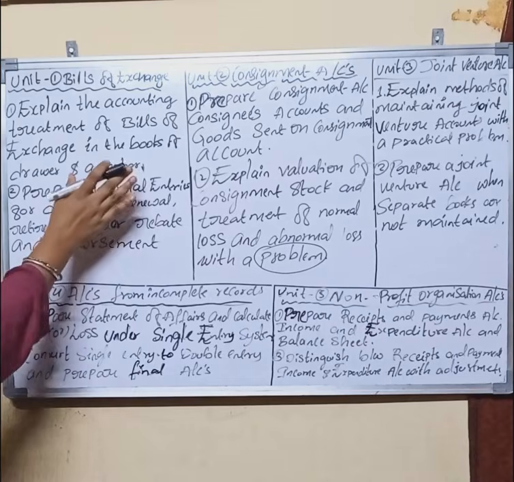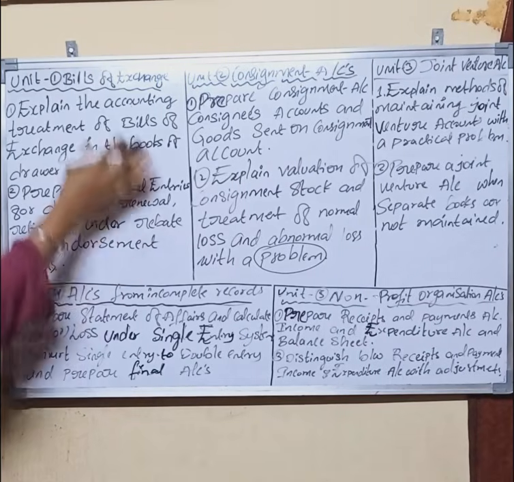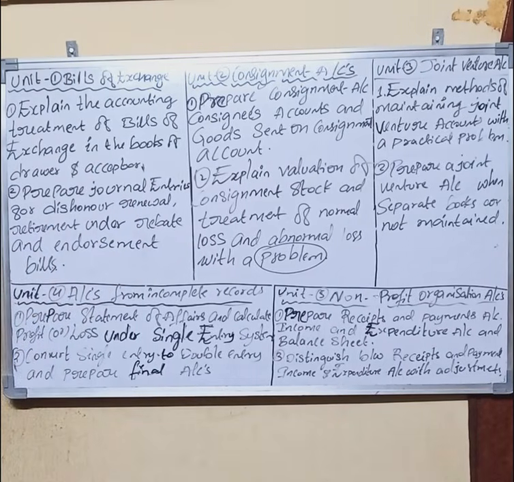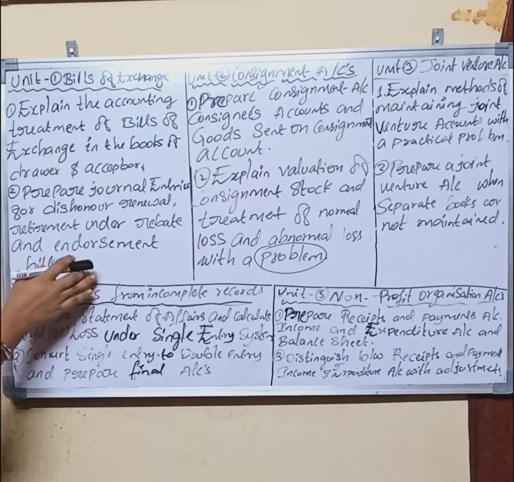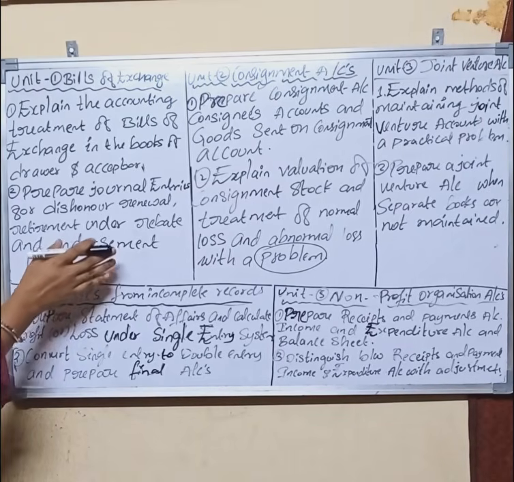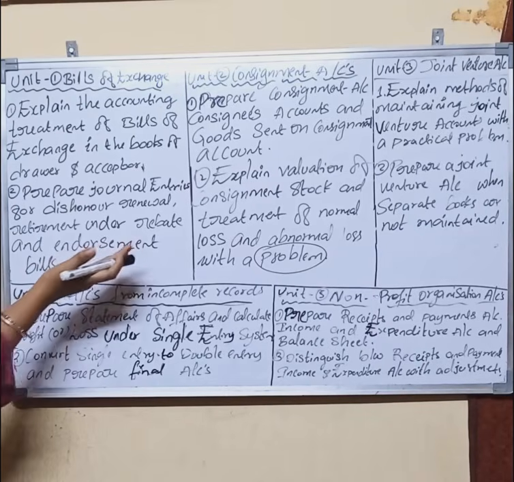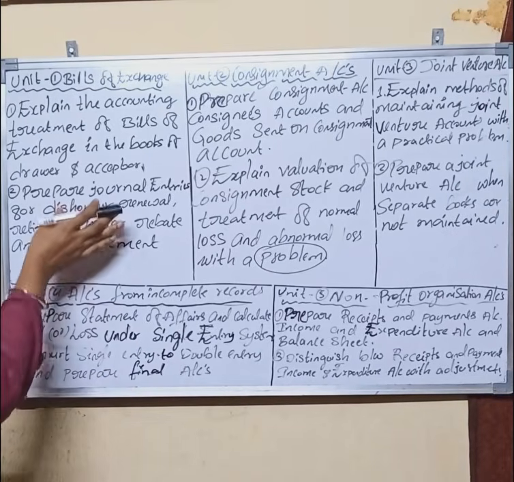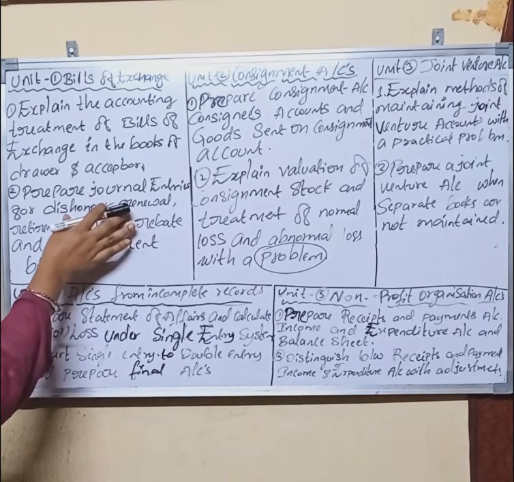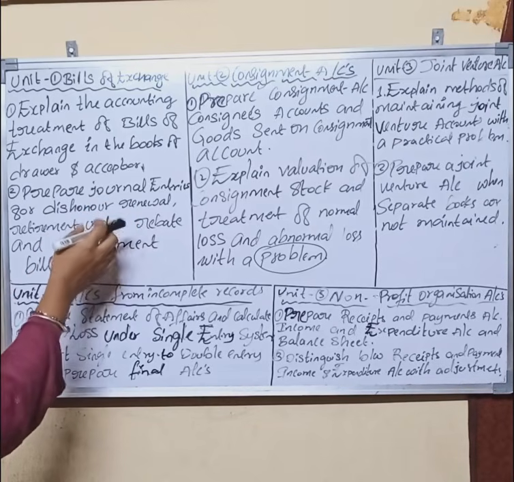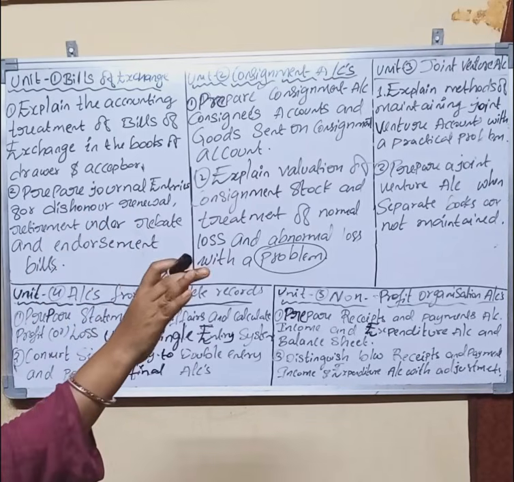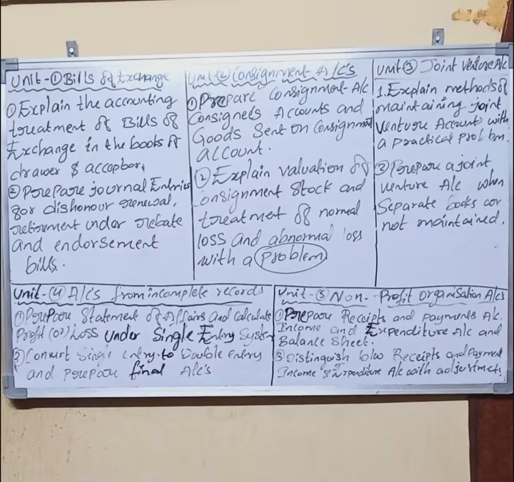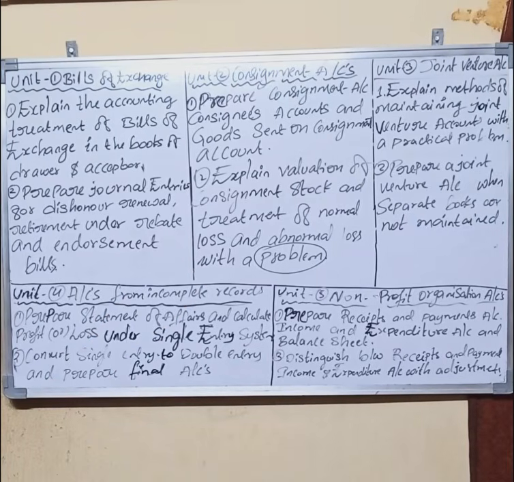Bills of exchange is a written order of a drawee directing the acceptor to pay the specified amount on a future date. It is used to record and settle credit transactions. Now, dishonor, renewal, retirement, endorsement of bills. Dishonor means the bill is not paid on the due date, while renewal extends the payment period, and retirement means payment before the due date. The endorsement transfers the bill to another person.